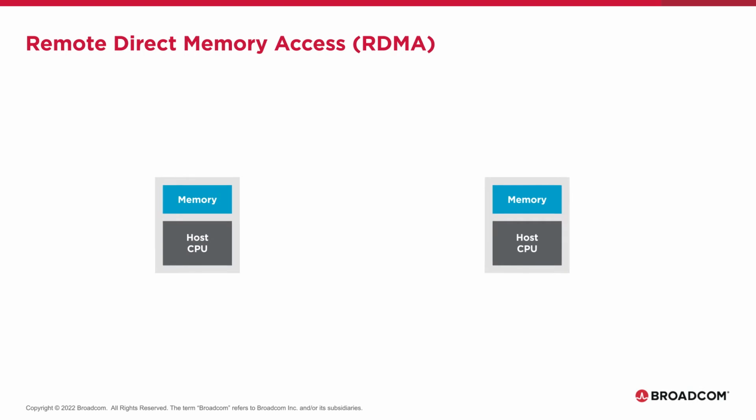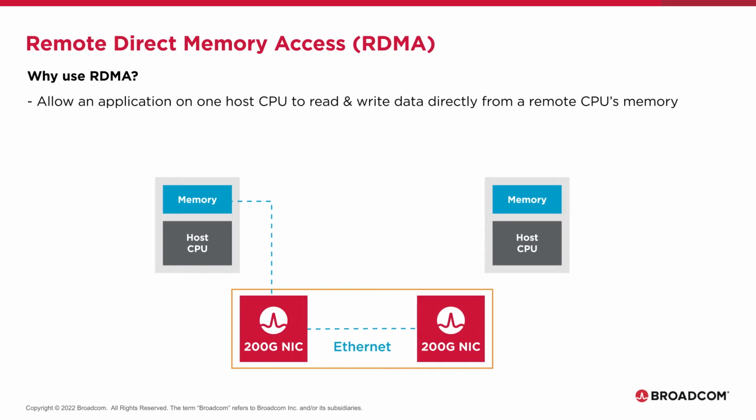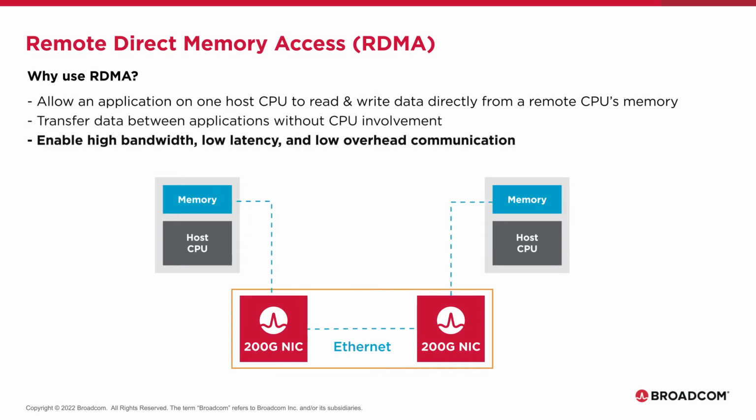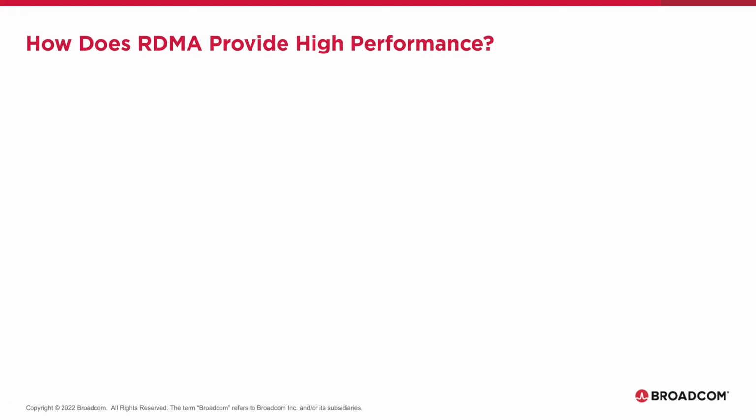Remote Direct Memory Access, that is RDMA, allows an application on one host CPU to read and write data directly from a remote CPU's memory. The exchanged data is transferred directly via the NIC hardware across the computer hosts. The data exchange bypasses the operating system kernel and involves zero copy of the data. RDMA therefore enables high bandwidth, low latency, and low overhead communication to applications across two different hosts. Let us now take a look as to why RDMA provides high performance.